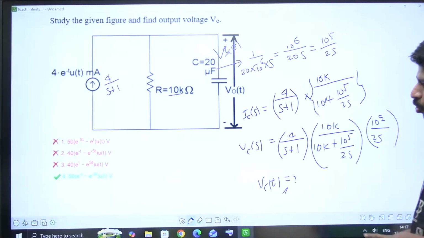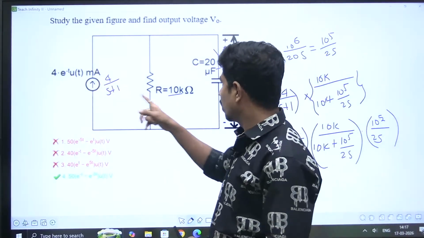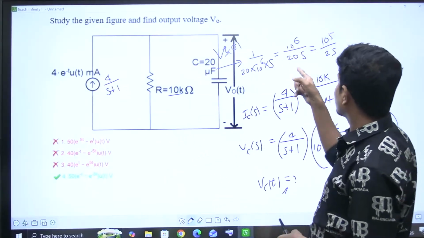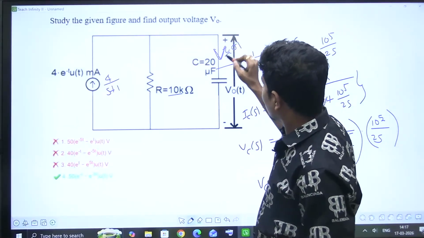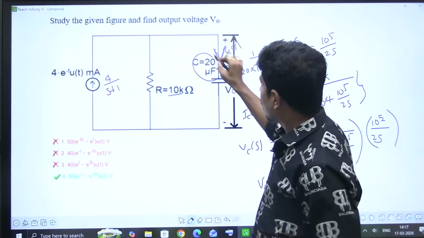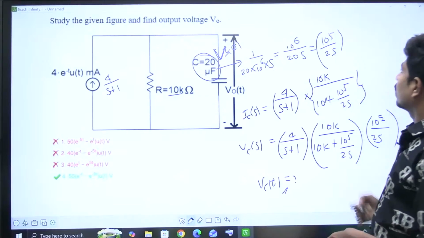The method I gave you: convert into S domain, 4 by S plus 1. This is 1 by CS. Now apply current division, you get the current of this one. Then you have the current and its impedance 10 to the power of 5 by 2S.